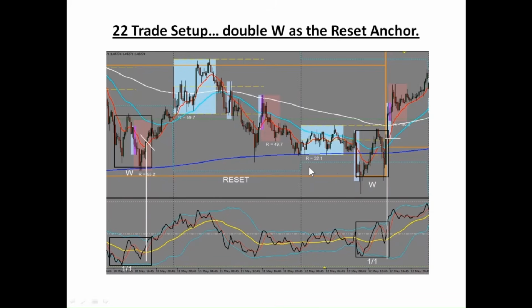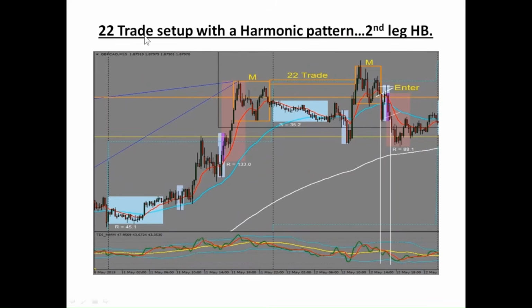That's why you trade with TDI confirmation. All right, the 22 trade setup with a harmonic pattern. Okay, with a second leg half a bat. So here is an M. This is the anchor move, right? Coming off the level 3-ish pattern. Here's my blue tracer. Notice here's out of the band, in the band, right? Right to the blue tracer.